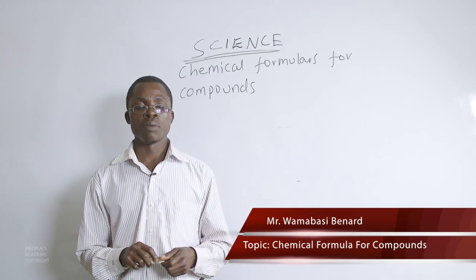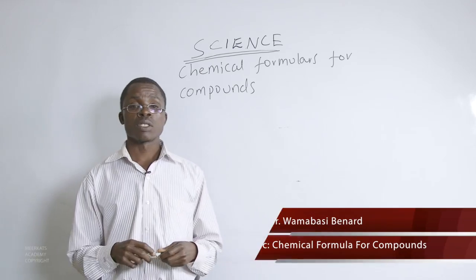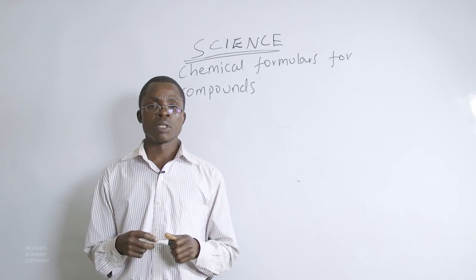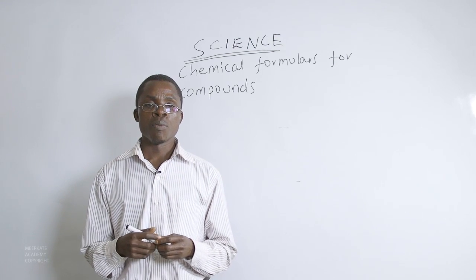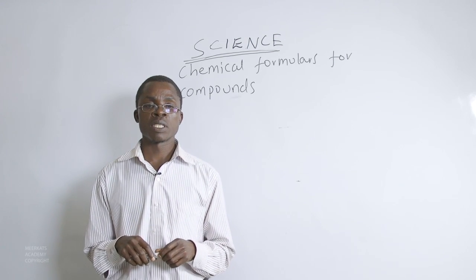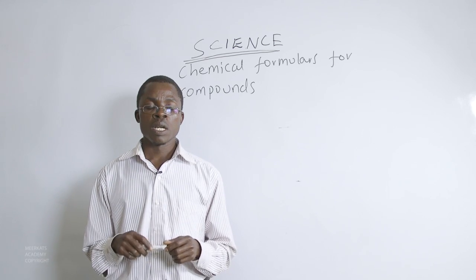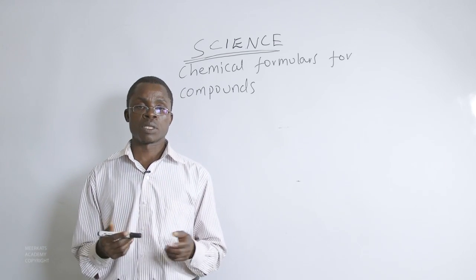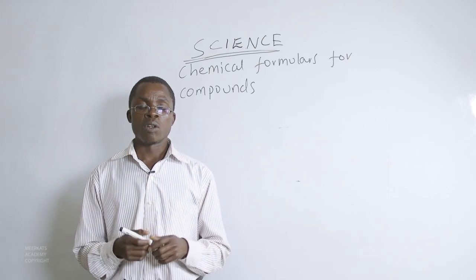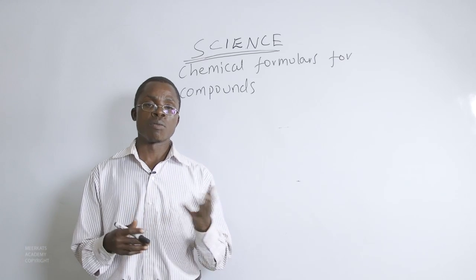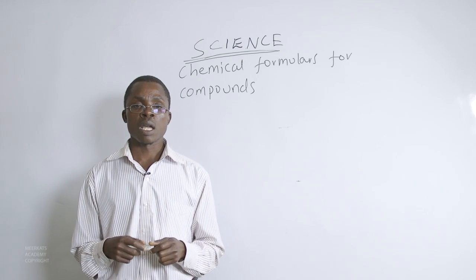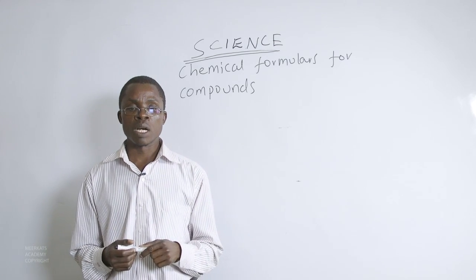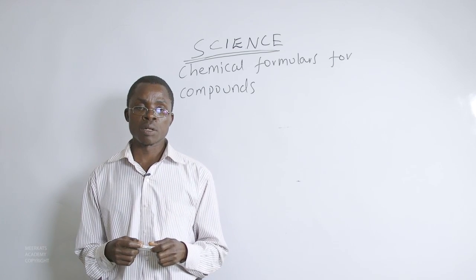The topic for the day being chemical formulas for compounds. Mainly in today's lesson, we are going to review much of what we have been doing in the previous lessons. That is how chemical formulas and their names are normally generated one from the other, because you can generate a chemical formula from a name, or a name coming from a formula. So the two are one and the same.